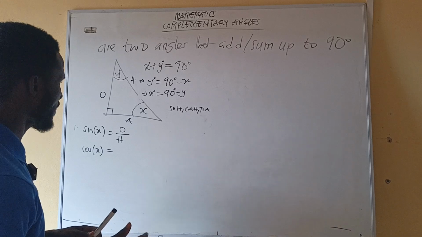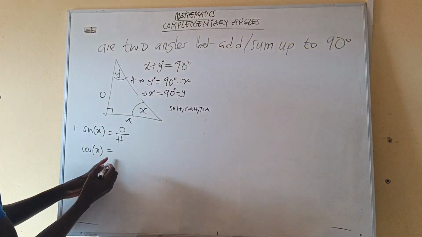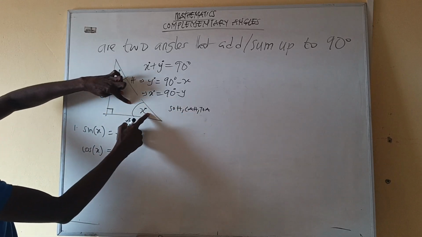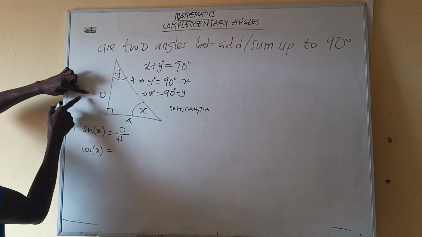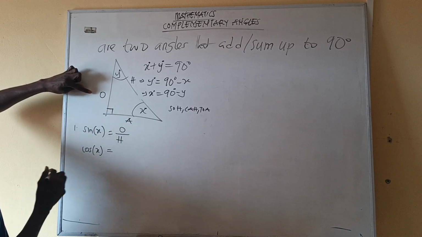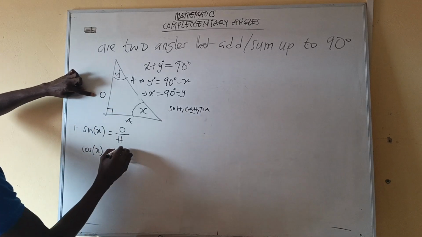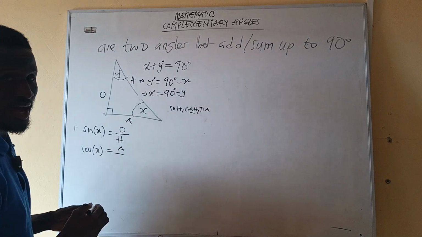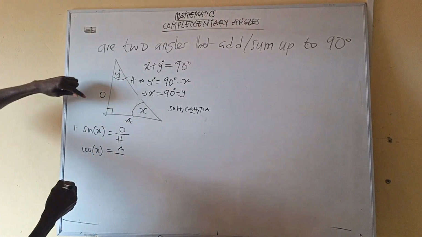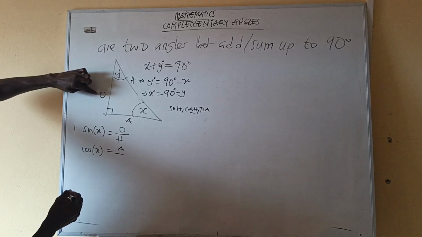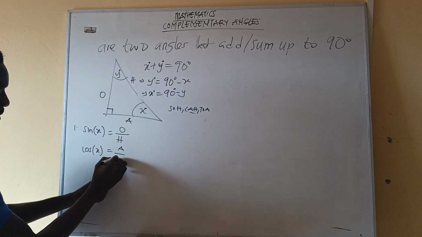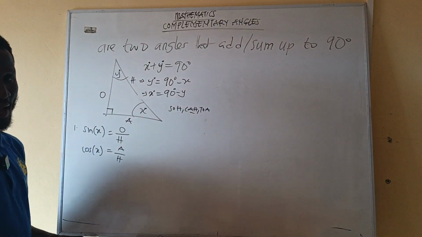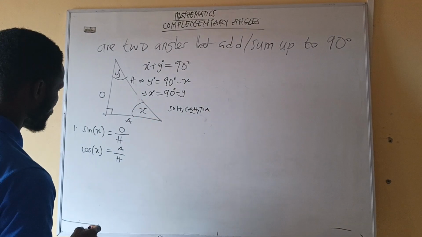Now, what's the cosine of x? Cosine of x will give us what? Cosine will give us adjacent over the hypotenuse, right? Adjacent over what? The hypotenuse. Okay.